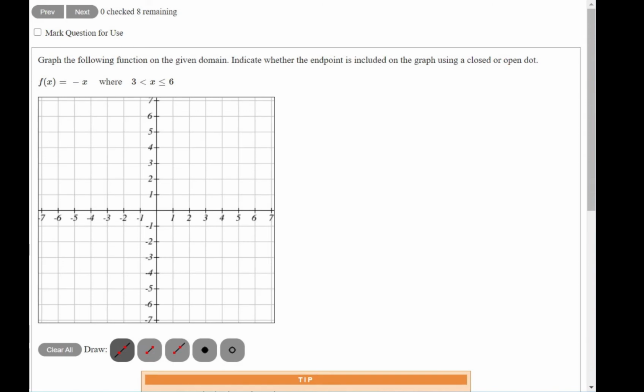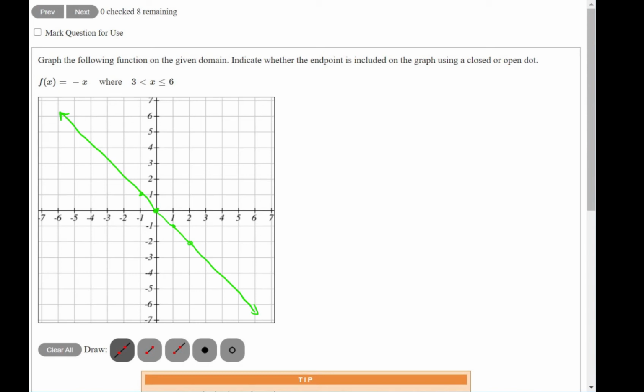So negative x has a y-intercept of 0 and a slope of negative 1, which means you would go down 1, over 1, down 1, over 1, or you could go up 1, back 1. So my line roughly passes through like this. Okay, now that's the entire line.